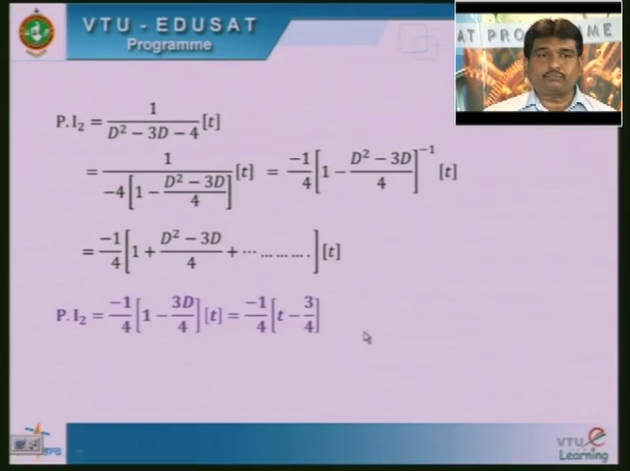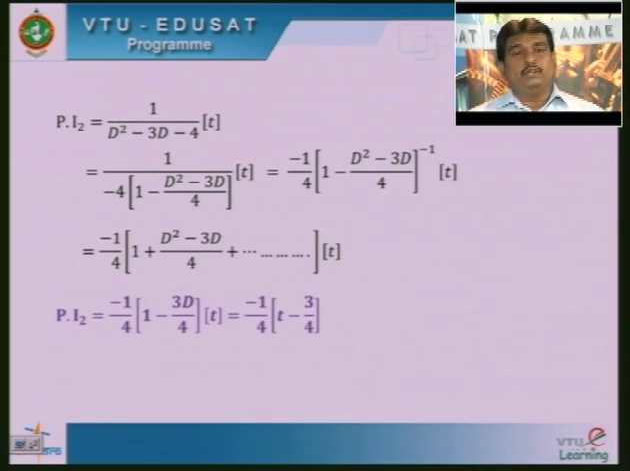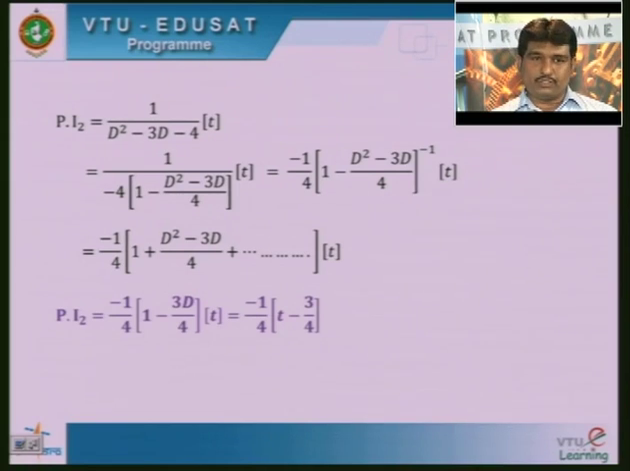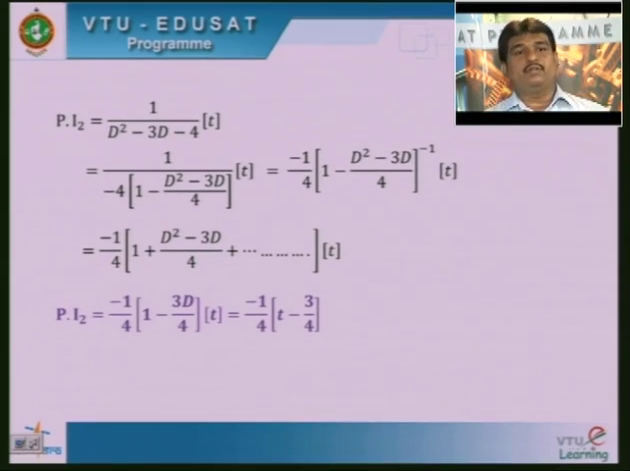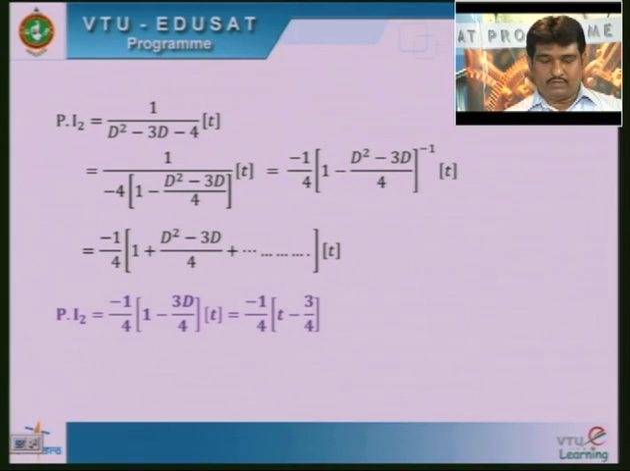Now PI2, it's 1 by D square minus 3D minus 4 operated on t. Now it's a polynomial, so you have two techniques: one is the division method and the second one is binomial expansion. You should be careful when you are using binomial expansion. The denominator should not contain D. So I need, out of two terms, one term as 1, and I have many options here. I can take D square common, minus 3D common, as well as minus 4 common. So the best one is minus 4, otherwise I cannot ignore the terms in the infinite series.